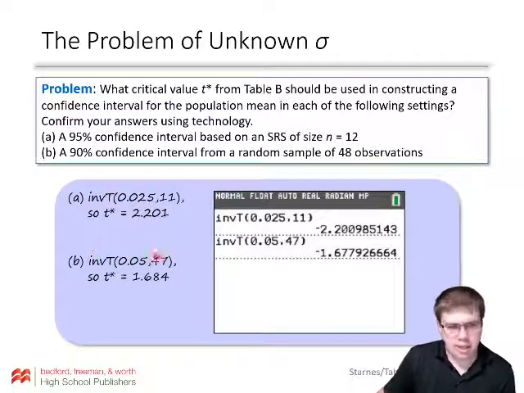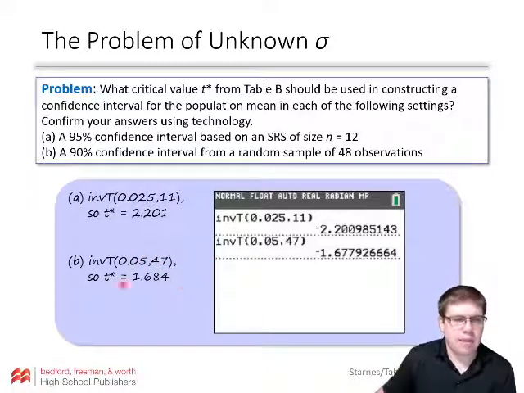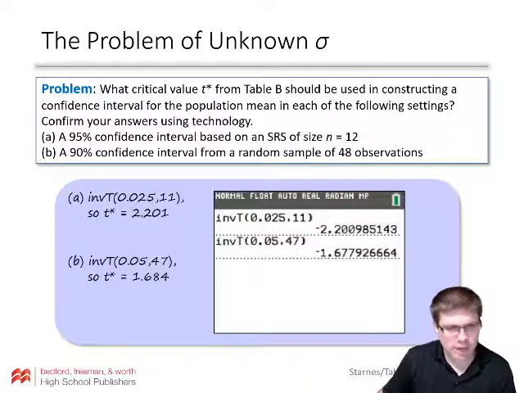Inverse t, tail area 0.05, t star, actually you can type in 47, or sorry, degrees of freedom, and it will give you the t star of 1.684. All right, so that's finding our critical value.